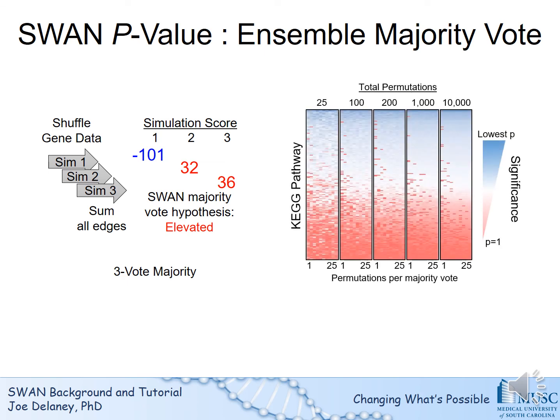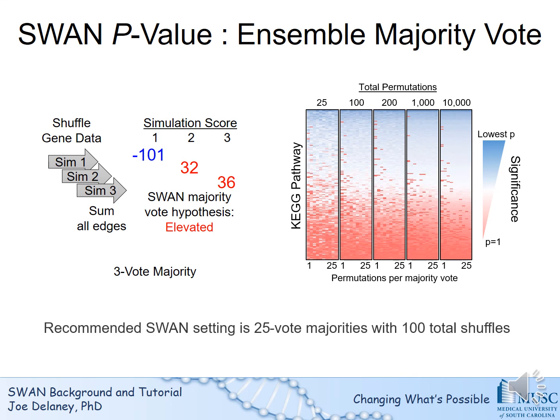And so when we apply that on the same scale from 1 to 25 different votes, we can see that this is really what reduces that false positive noise. And so when we use 25-vote majorities across our total permutations, for example, if we have 100 permutations, we would do 4 of these majority vote determinations, and we see on the right side of that 100 votes, very few false negatives come up in the analysis. And that is true for the 200 permutations, 1,000 permutations, or the 10,000 permutations. So this is really helpful in terms of reproducibility of a pan-pathway SWAN analysis.